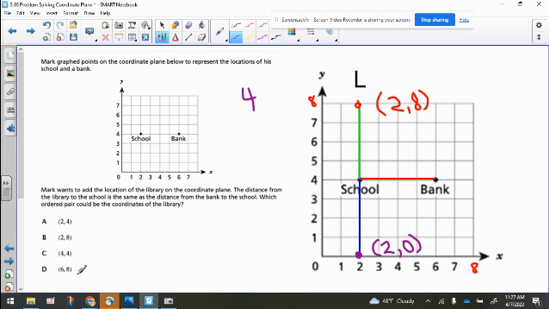Now, is that offered as an answer choice in the lineup? It is not. So that confirms that we're going to go ahead and go with choice B.